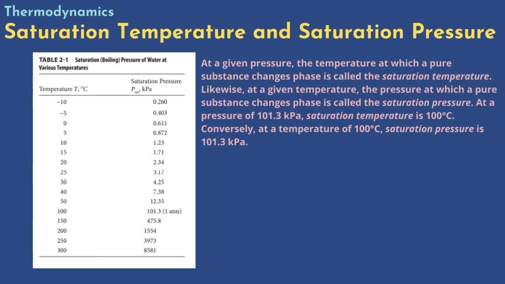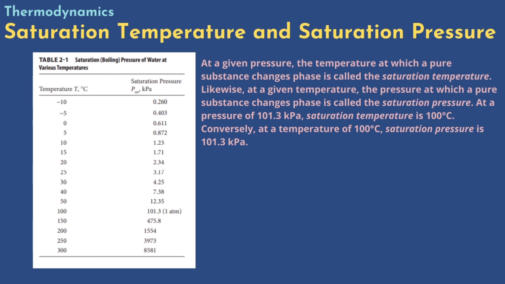At a given pressure, the temperature at which a pure substance changes phase is called the saturation temperature. Likewise, at a given temperature, the pressure at which a pure substance changes phase is called the saturation pressure. At a pressure of 101.3 kilopascal, saturation temperature is 100 degrees Celsius. Conversely, at a temperature of 100 degrees Celsius, saturation pressure is 101.3 kilopascal.